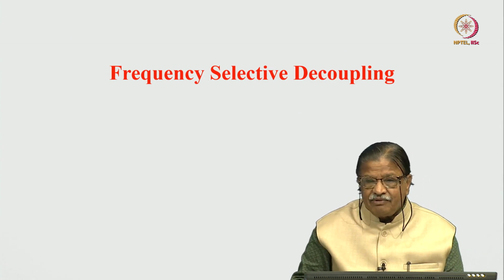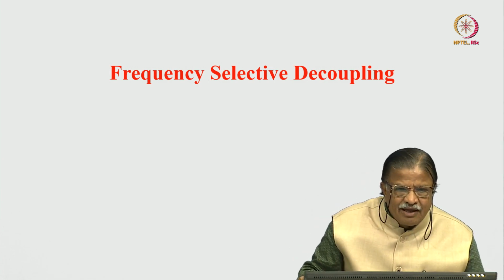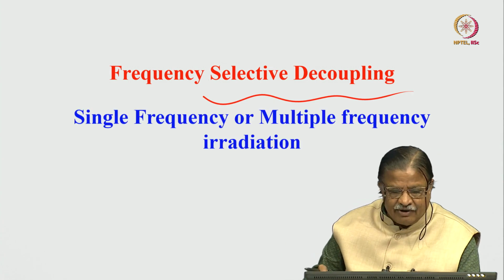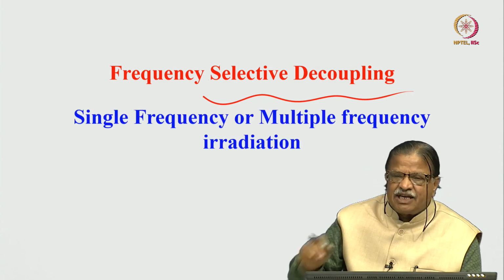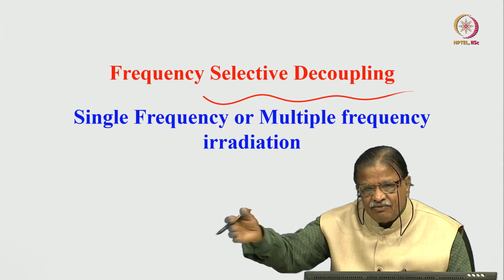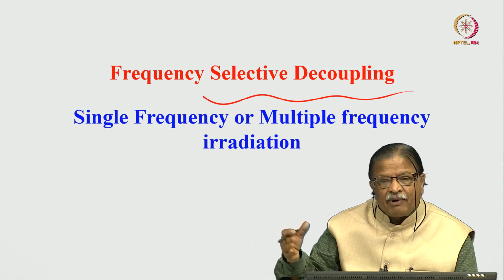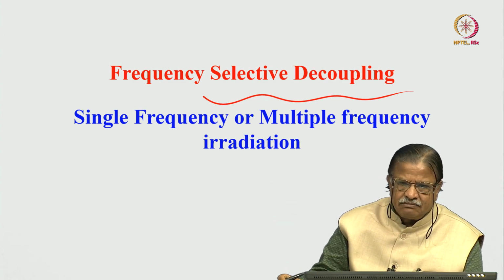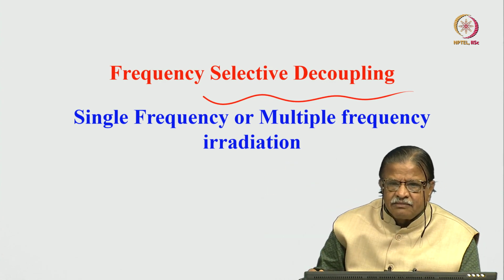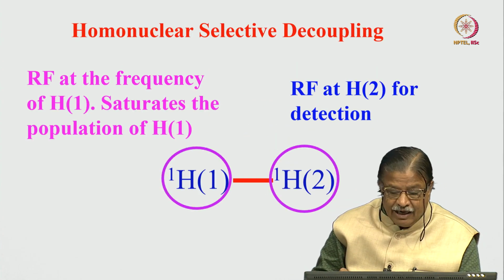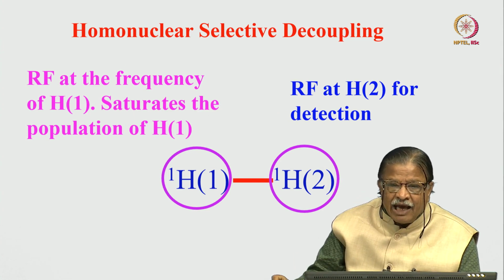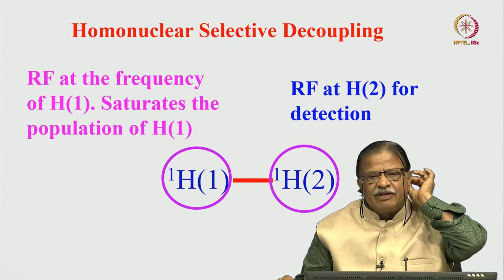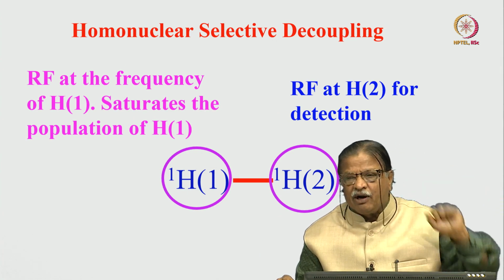What people did at times in the good old days was what is called frequency selective decoupling. What do you mean by frequency selective decoupling? I can irradiate at a single frequency and see the change at the other parts of the spectrum. I can irradiate several frequencies at a time and see the change in the spectrum. That type of decoupling helps you to identify which proton is coupled to which proton. That was the method adopted to identify the coupled partners.